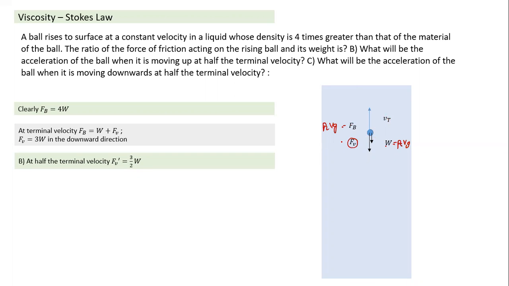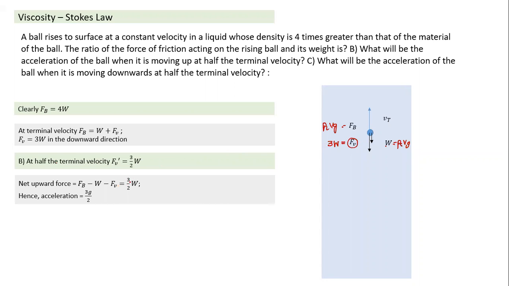At terminal velocity, this force was equal to 3W. When speed is made half, this force also will become half, because this force is proportional to velocity. At half the terminal velocity, Fv dash will become 3 by 2 times the weight. Since it is proportional to velocity, and the direction of motion has not changed, friend, what is the net upward force in that case? Net upward force will be equal to Fb minus the weight minus the Fv.